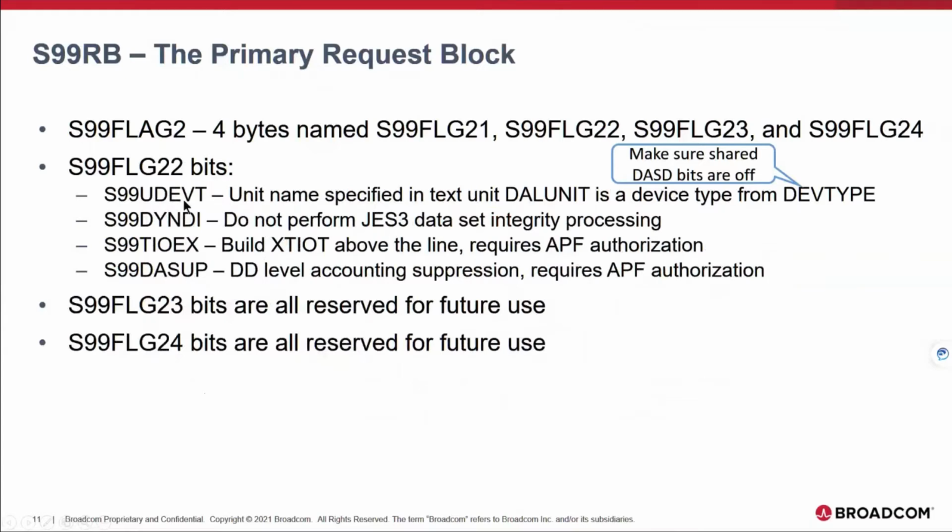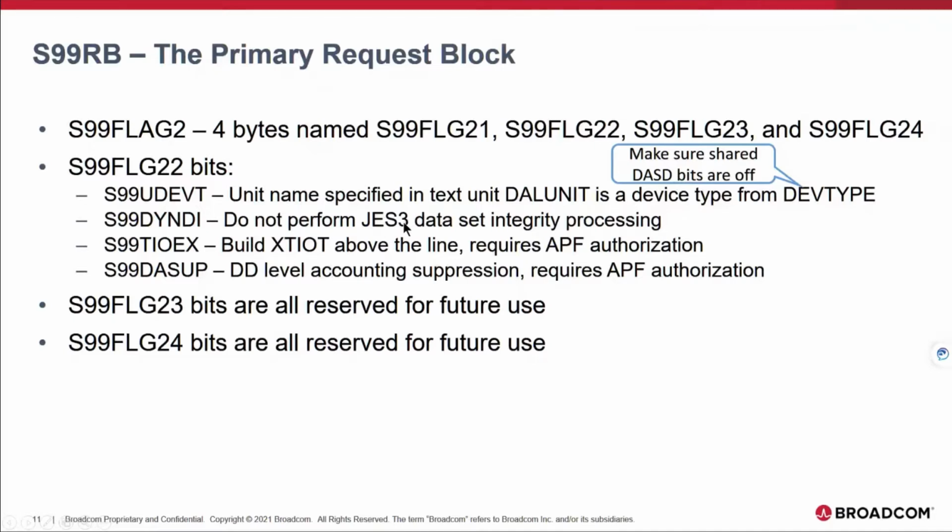A couple more bits here. The DEVT flag says that I've given you a DALUNIT text unit, but instead of being an actual unit name or generic unit, it's going to be a device type in the form of a dev type, which is just bits that are turned on. This actually is the same thing as the UCB type. It just describes the device in terms of bit patterns. And there are a couple of bits that need to be turned off that have to do with sharing that are not relevant in this context. So you would need to make sure that the sharing bits are not turned on.